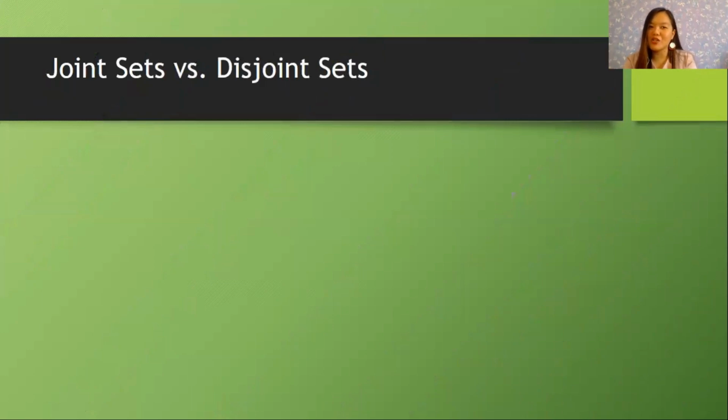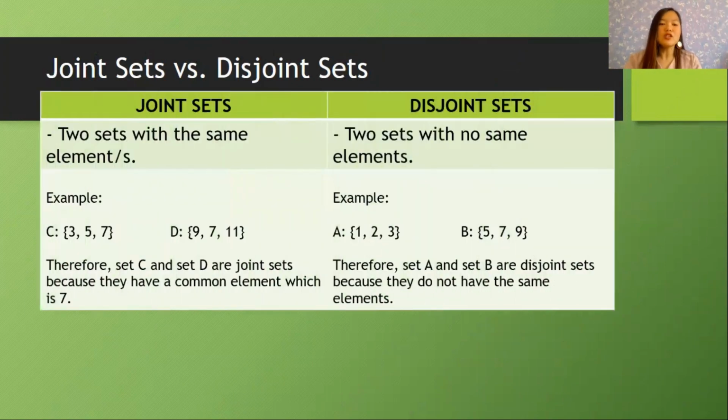Next to compare are the joint sets versus the disjoint sets. Two sets with the same elements are called joint sets. For example, in set C, we have 3, 5, 7. Set D, we have 9, 7, 11. They have a common element, which is 7. Therefore, set C and set D are joint sets because they have a common element, which is 7.